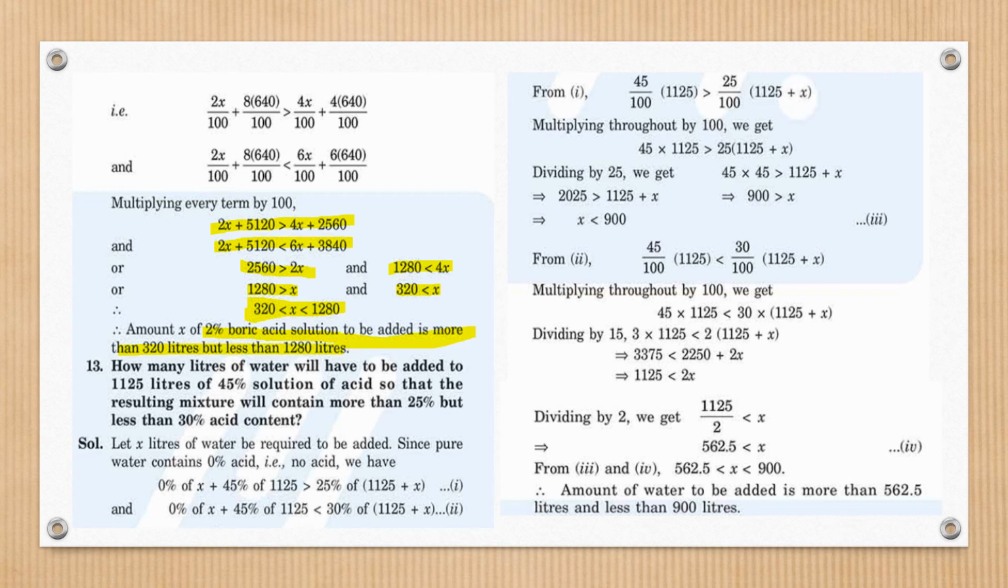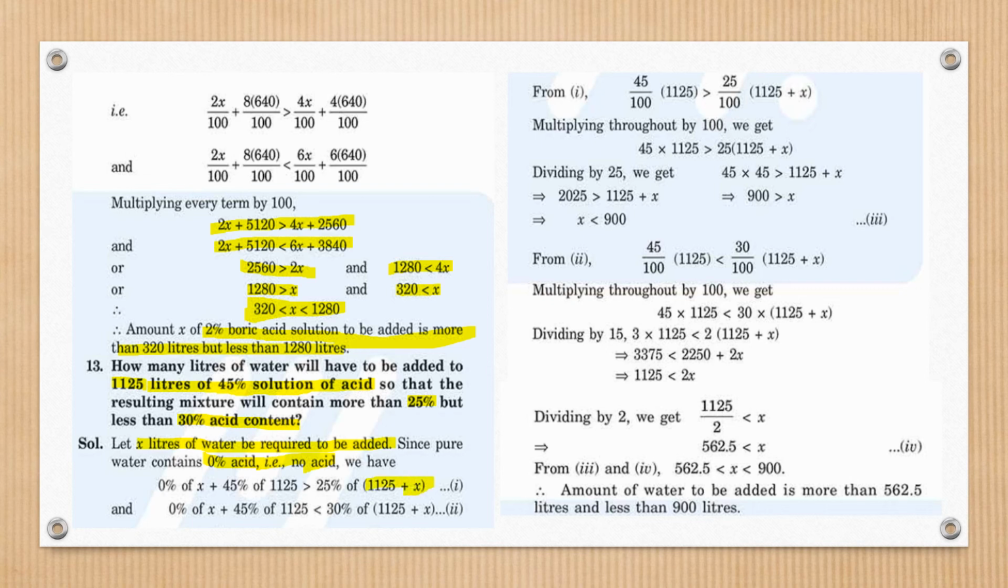Number 13. How many liters of water will have to be added to 1125 liters of 45% solution of acid, so that the resulting mixture will contain more than 25% but less than 30% acid content? Okay, so the mixture is of 1125 liters of 45% solution of acid, to which you need to add water, and the concentration should be more than 25 but less than 30%. So I am adding x liters of water. Since pure water contains 0% acid, no acid is there. So that means the total mixture will now be 1125 plus x.